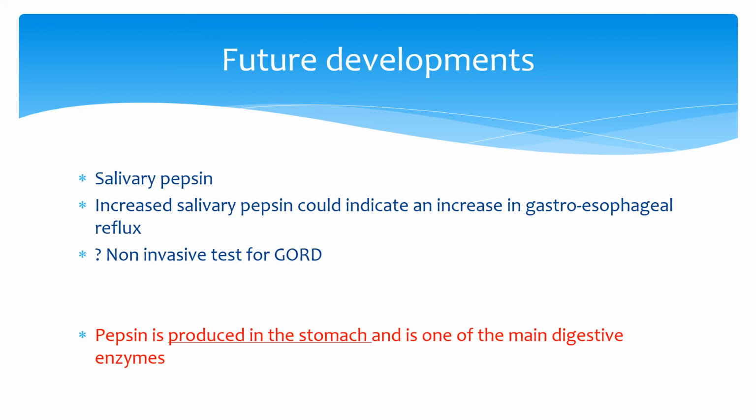Another development is the salivary test for pepsin. Now, pepsin is an enzyme produced from your stomach, which should not be present in the mouth, and if you do have pepsin in the mouth, then that does suggest the possibility of reflux. Now, this test has its supporters, but whether or not it will be of any clinical use over time remains to be seen.